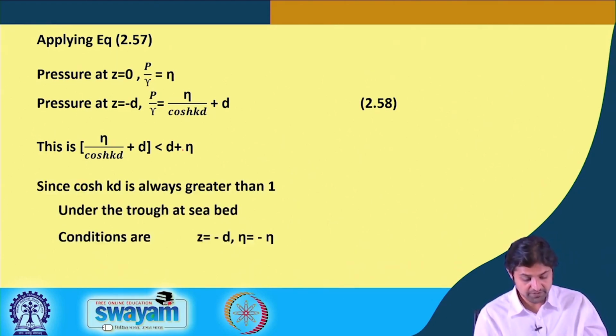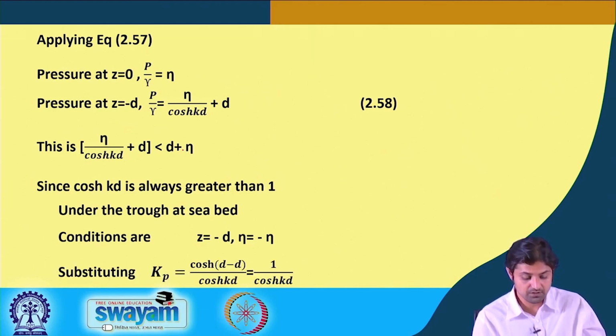So under the wave trough at the seabed, the conditions are z equal to minus d and eta equal to minus eta. If we substitute that, K p is going to be cosh k(d minus d) divided by cosh kd, or 1 by cosh kd.